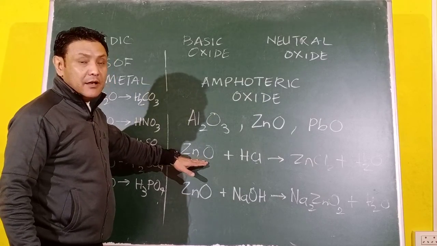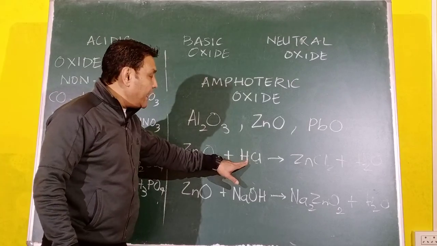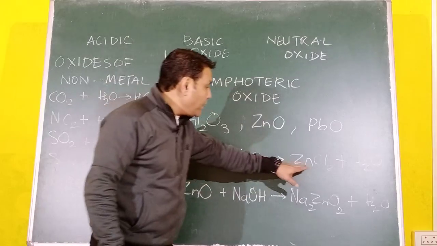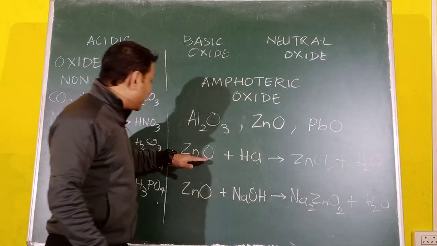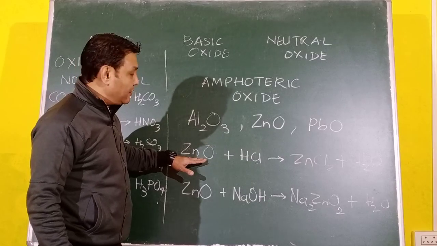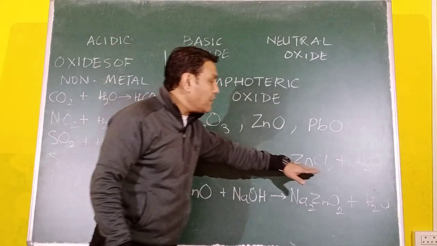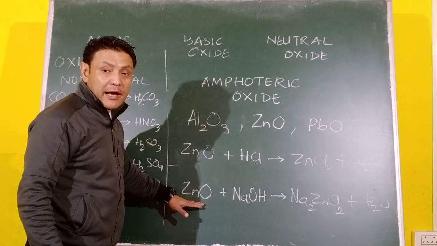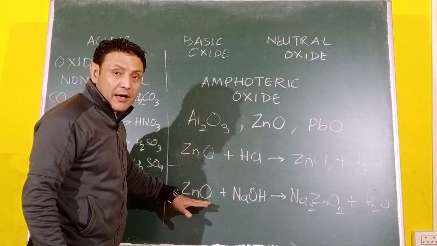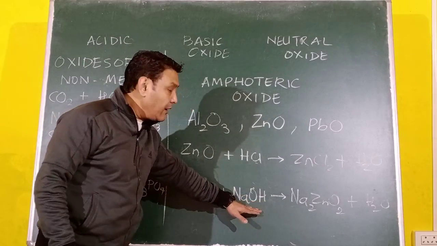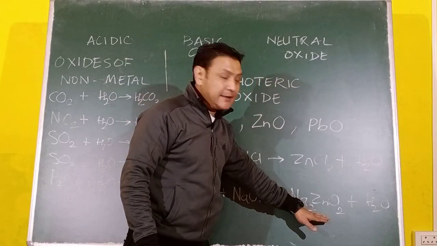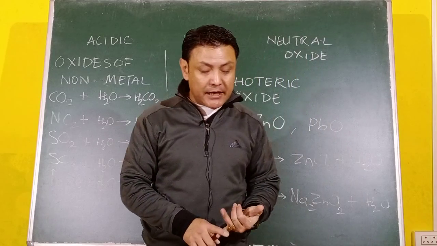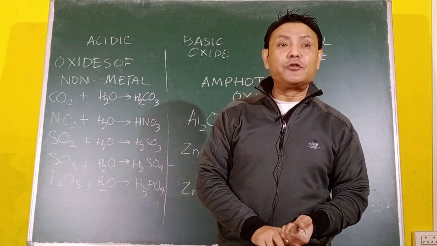Let me explain here. Zinc oxide, in the first case, is reacting with an acid, and in the second case is reacting with a base to form salt and water. Over here zinc oxide is showing basic nature because it's reacting with an acid to form zinc chloride and water, and then zinc oxide is showing the property of an acidic oxide, reacting with a base to form a salt called sodium zincate and water. So these are the different forms of oxide: acidic oxide, basic oxides, amphoteric oxide and neutral oxide.